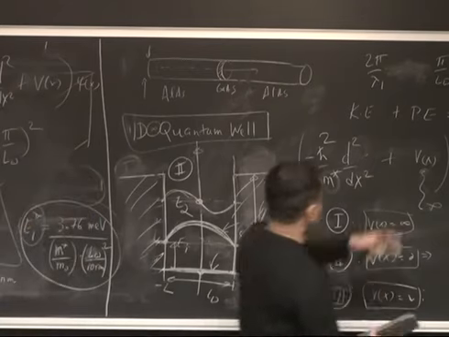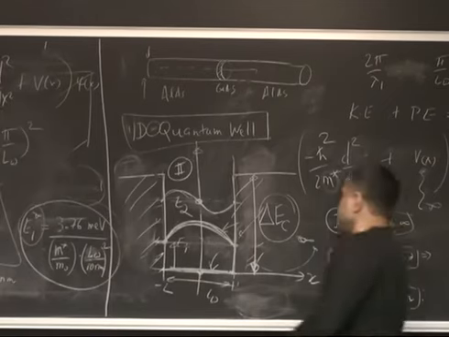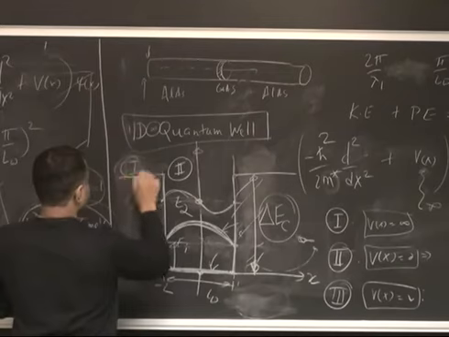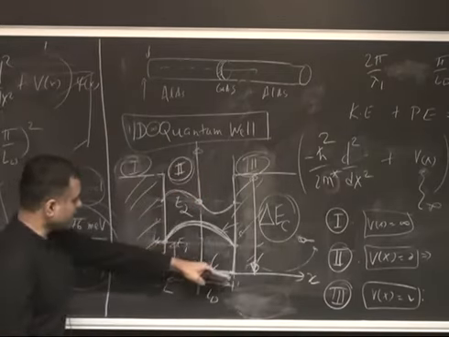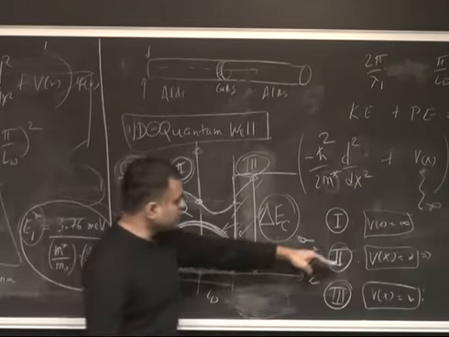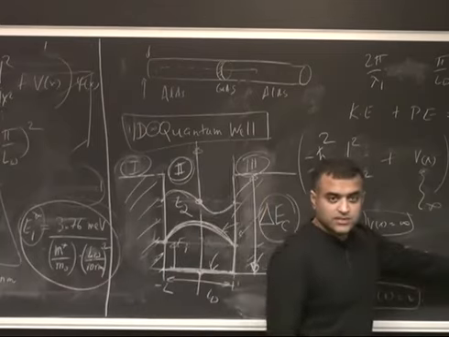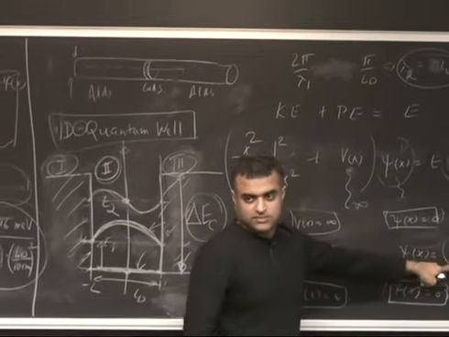Let's go back to our way of looking at the problem, and the reason I wrote this all down is because most of it stays exactly the same, except for one thing. I'm going to call region 1, region 2, and region 3. In region 2, V of x is still 0, and the solution doesn't change. Whenever V of x is 0, the Schrodinger equation solution is just that.